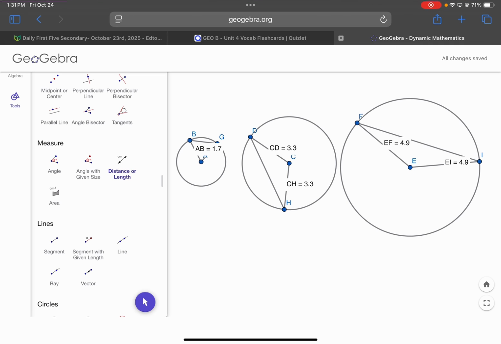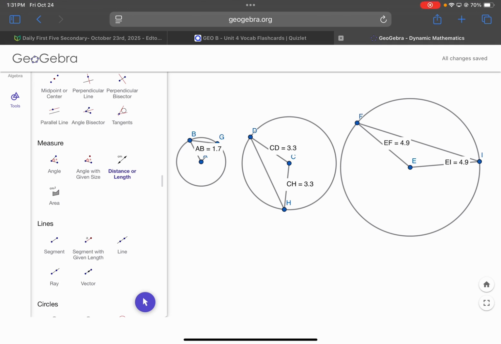So each of these triangles is what type of triangle? Not obtuse. We have 2 sides that are the same length. Isosceles, yes. These are all isosceles triangles. Okay, so we have 3 isosceles triangles.